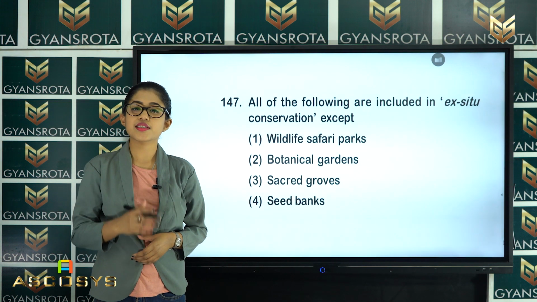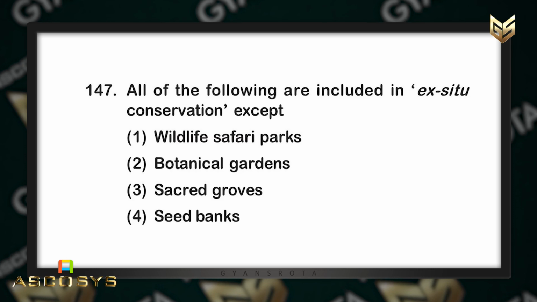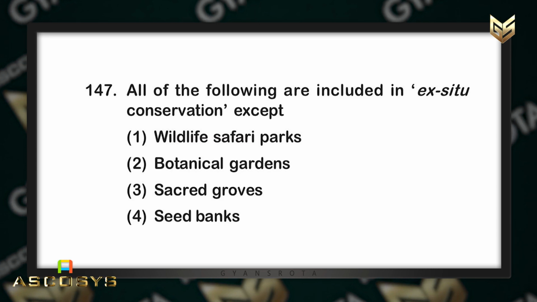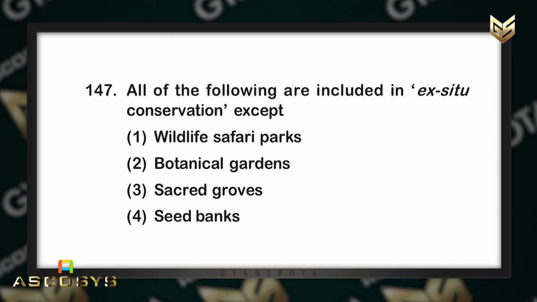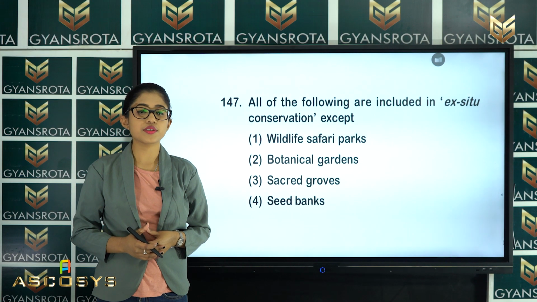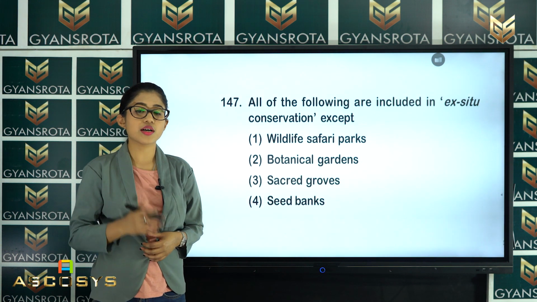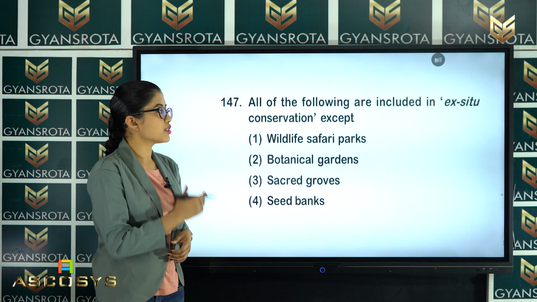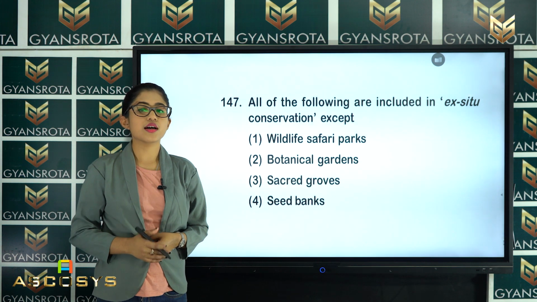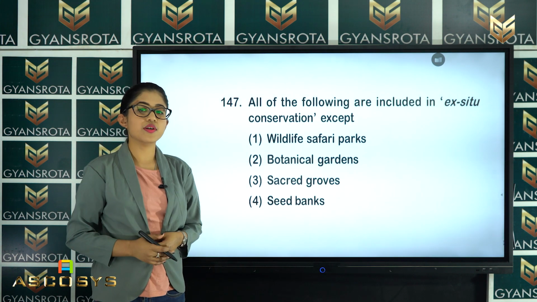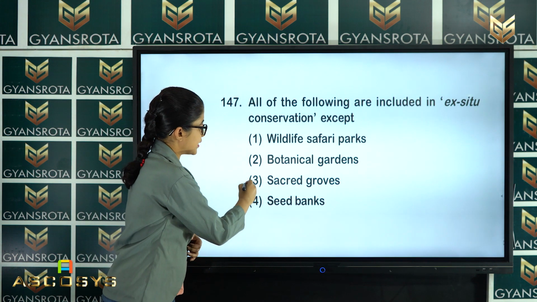In the next question, as you can see here, question number 147, all of the following are included in ex situ conservation except wildlife safari parks, or botanical gardens, or sacred groves, or seed banks. So, this question is from the chapter Biodiversity and Conservation. So, which among them is the in situ conservation? Because in this question the options which are given are all included in ex situ conservation. So, we have to pick out the in situ conservation. So, which among them will be the correct answer for this question? That is option number 3, that is the sacred groves.